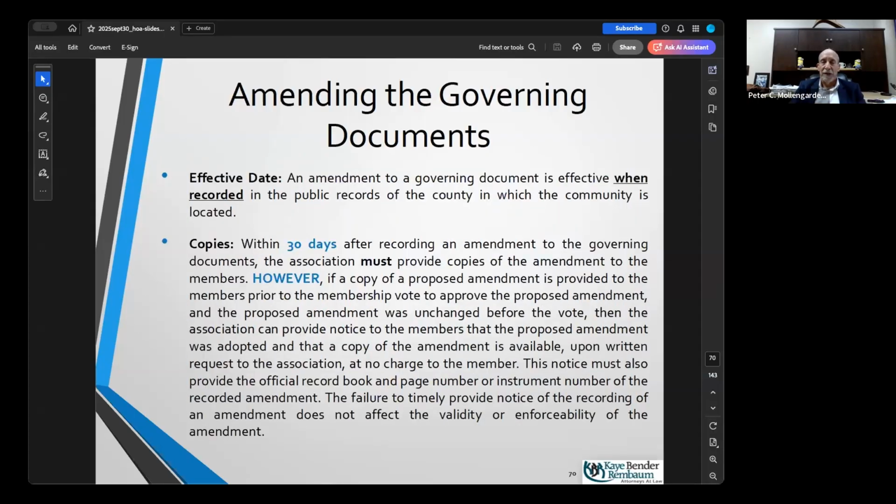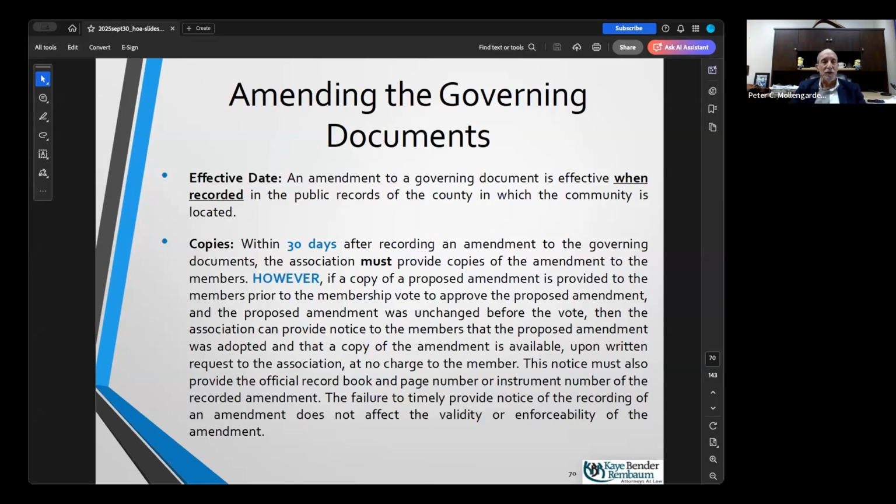What's the effective date? An amendment is effective when recorded in the public records of the county in which the community is located. Within 30 days after recording an amendment to the governing documents, you must provide copies of the amendment to the members. However, if a copy of a proposed amendment is provided to the members prior to the membership meeting vote to approve the amendment, and usually they are, and the proposed amendment was unchanged before the vote, then the association can provide notice to the members that the proposed amendment was adopted and that a copy of the amendment is available upon written request at no charge to the member.